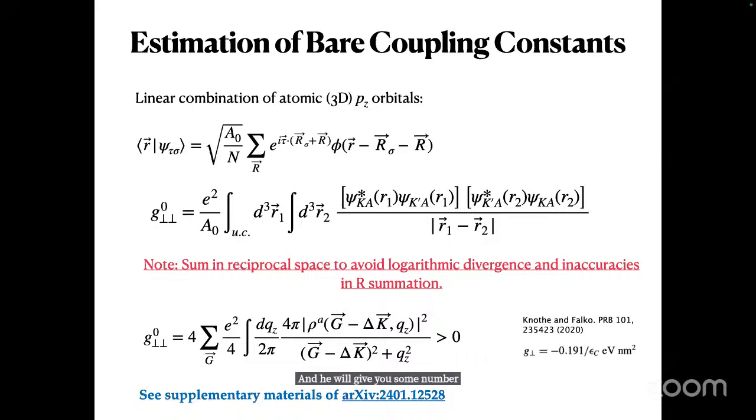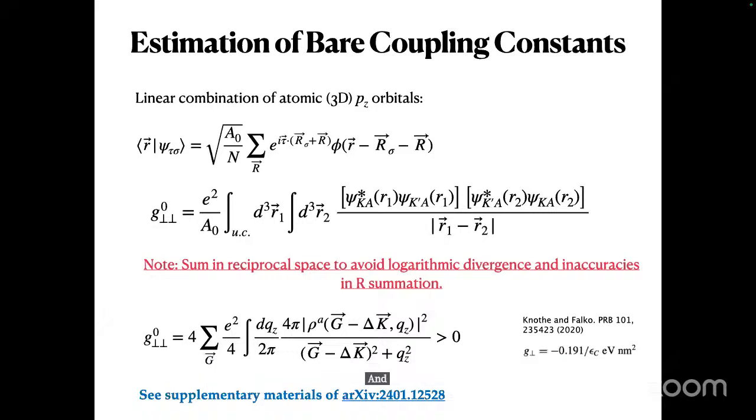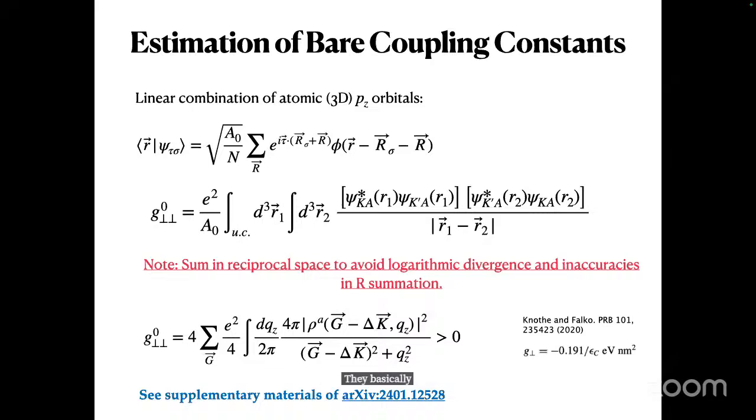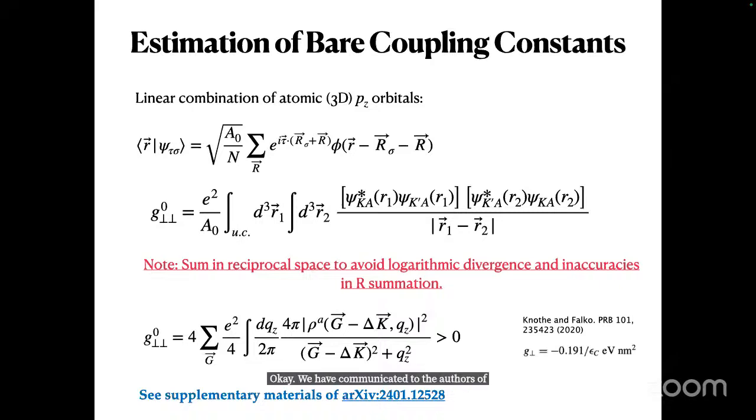And this is described in detail, how to compute these integrals correctly, in this paper. And the reason why I spent some time to point this out is because the previous estimations that were done in real space lead to incorrect results. They basically found a negative sign, but you can prove almost by inspection that this has to be positive definite. And the reason is because if you try to compute this thing in real space, the Coulomb integral does not converge. Okay, we have communicated to the authors of this paper, and they did not object to our suggestions.